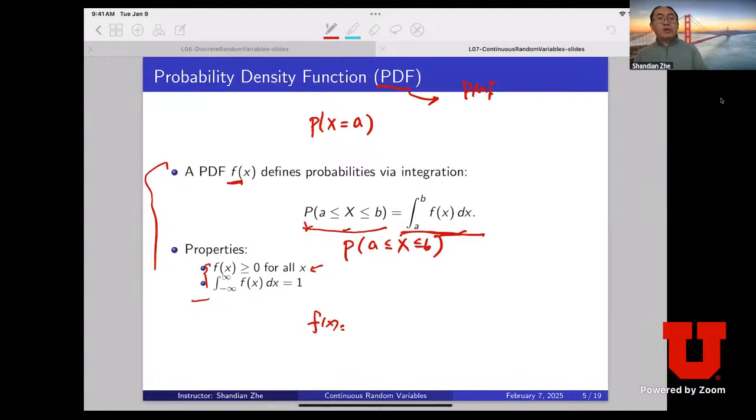The reason to introduce it this way is because we want to ensure it's rigorous. Because the probability density function is not the probability of X equals A. Maybe I should write it this way. The probability density function at any point, like A, is not the probability of the event defined as the random variable taking the value A. Why?